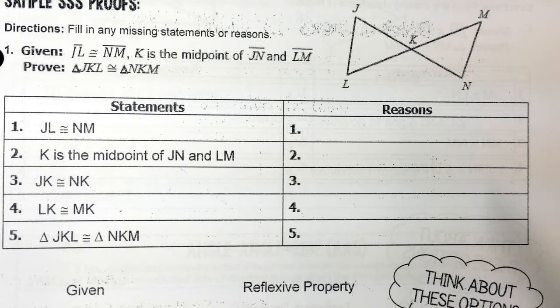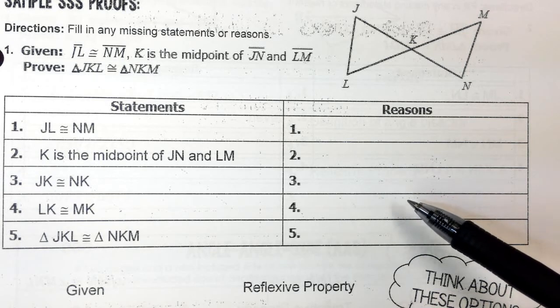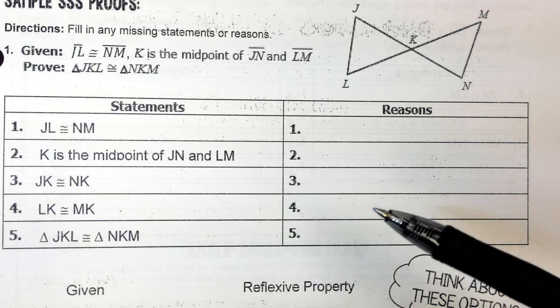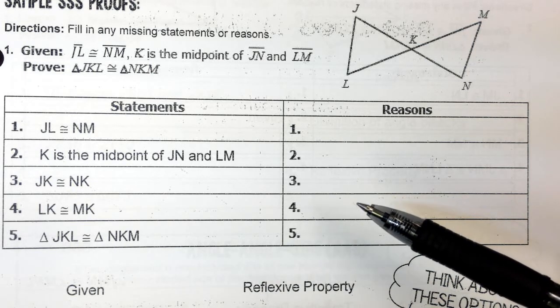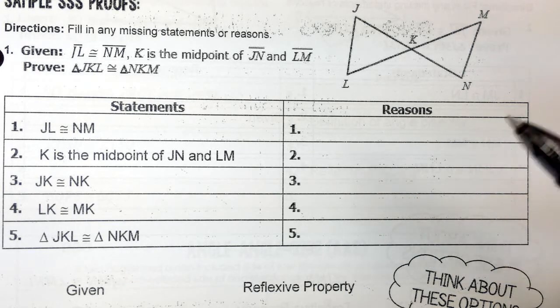But when y'all are doing it on an EOC or anything on a test, more than likely you'll only have a couple things missing. It won't be all the reasons missing. It may be one or two, or it may be one or two reasons and then one of the statements is missing. You won't have to do the whole proof on a test or anything like that. But we teach you how to do the whole proof so you'll be prepared when you get on the test, and it should be easy for you to figure out what's missing.